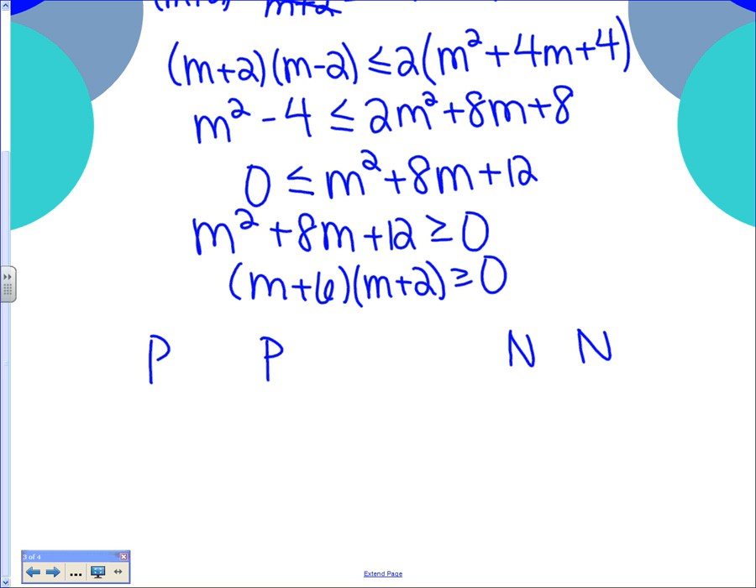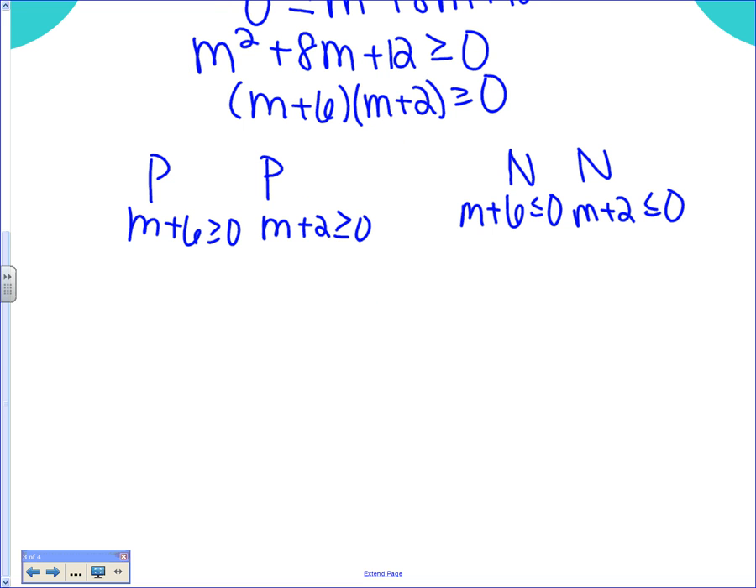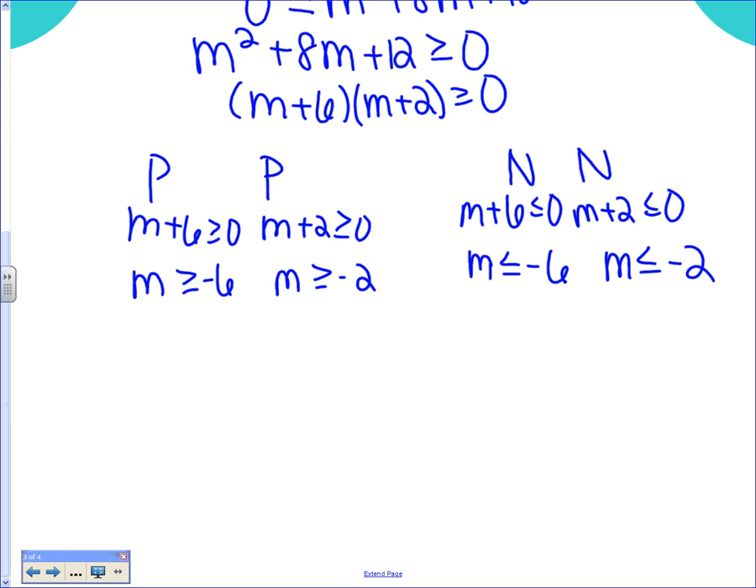Okay, now we factored it. Now, positive, positive: m plus 6 and m plus 2 greater than or equal to 0. Or m plus 6, m plus 2 less than or equal to 0 if they're both negative. Okay, so m is greater than or equal to negative 6. m is greater than or equal to negative 2. m is less than or equal to negative 6. m is less than or equal to negative 2. So which one do we pick?